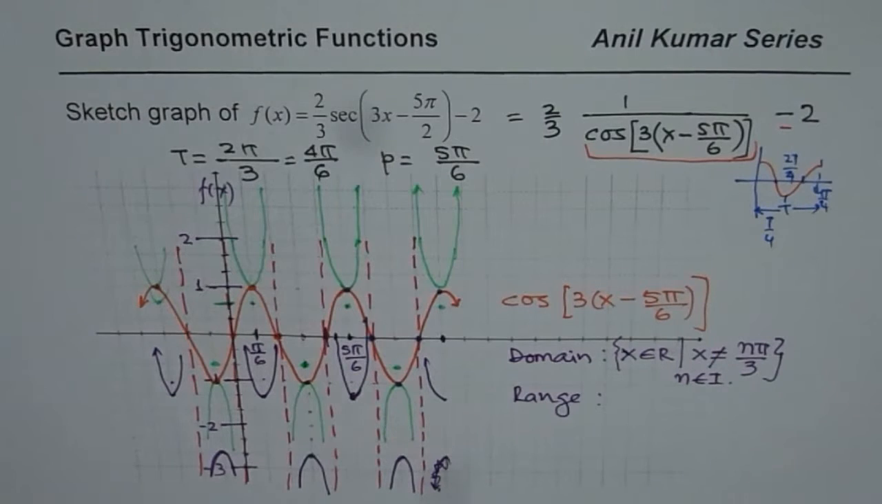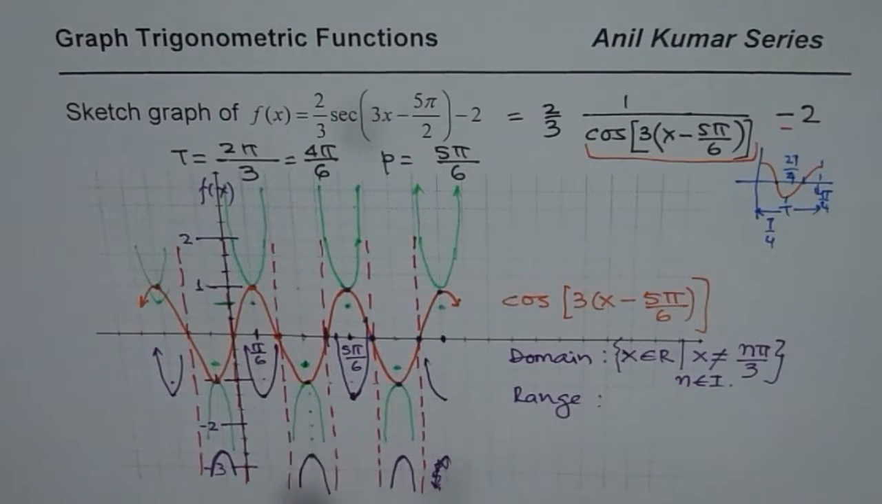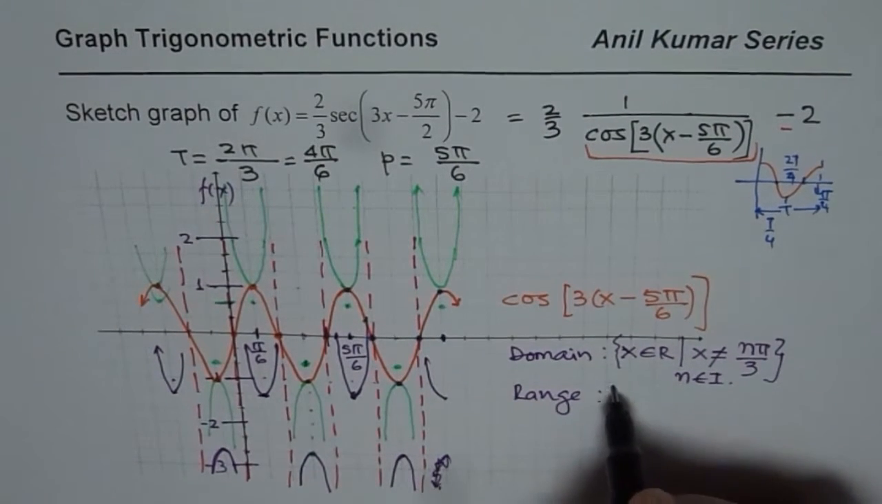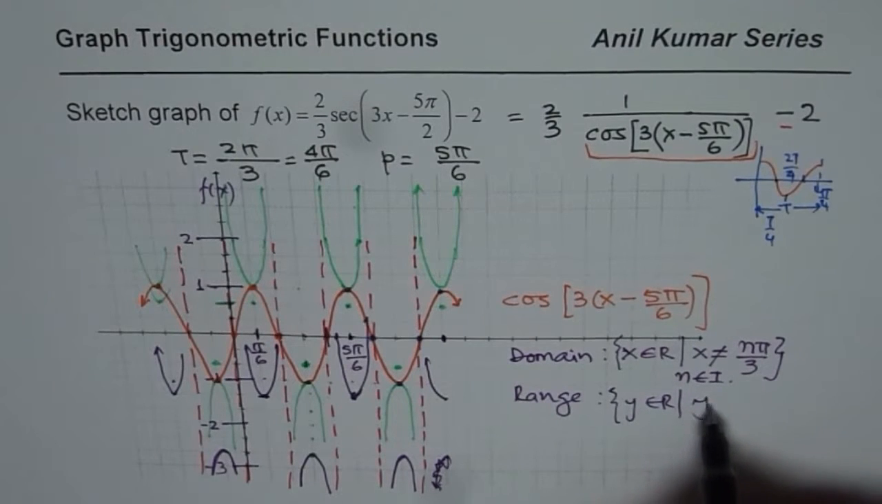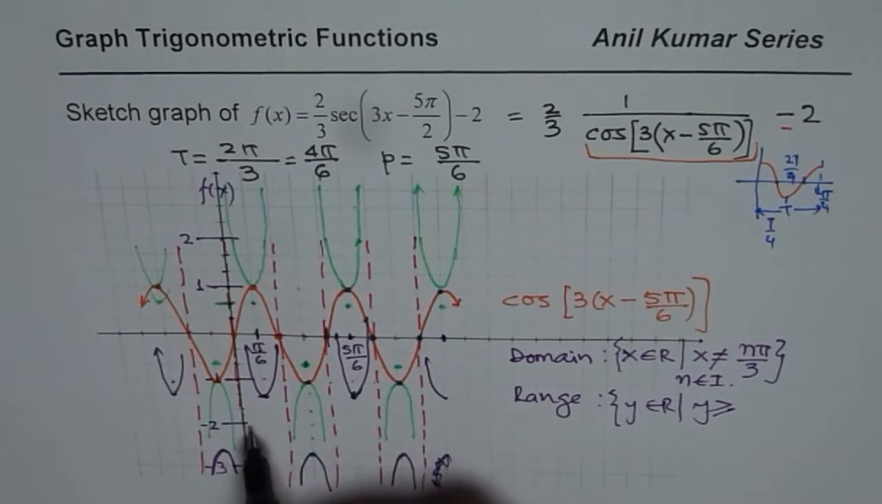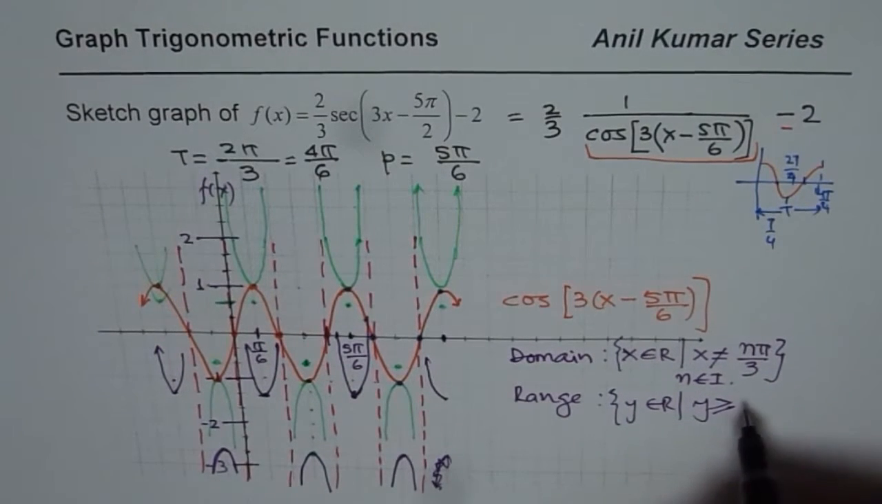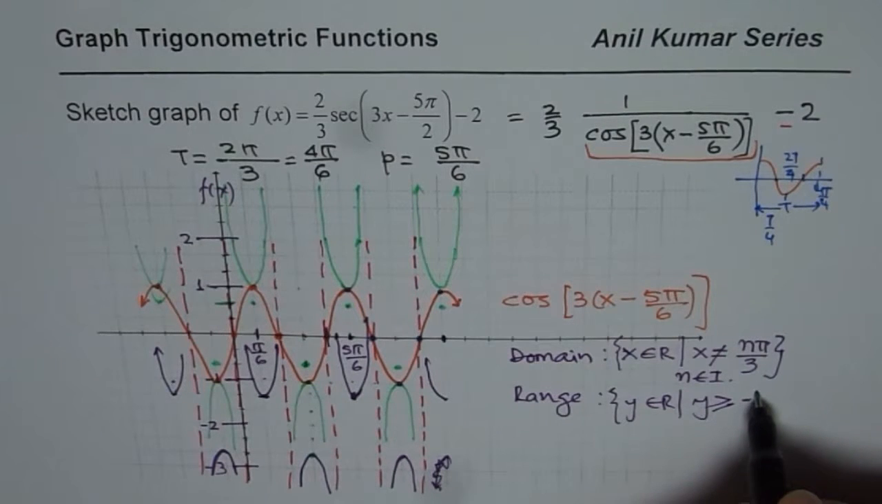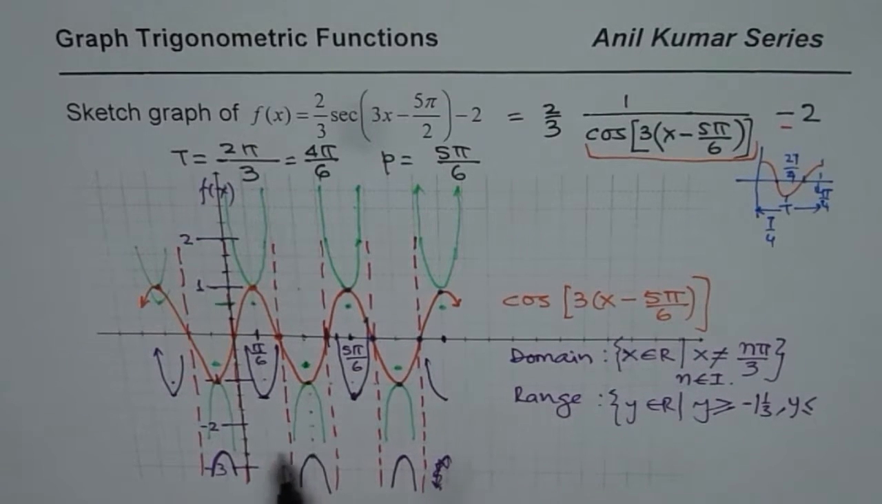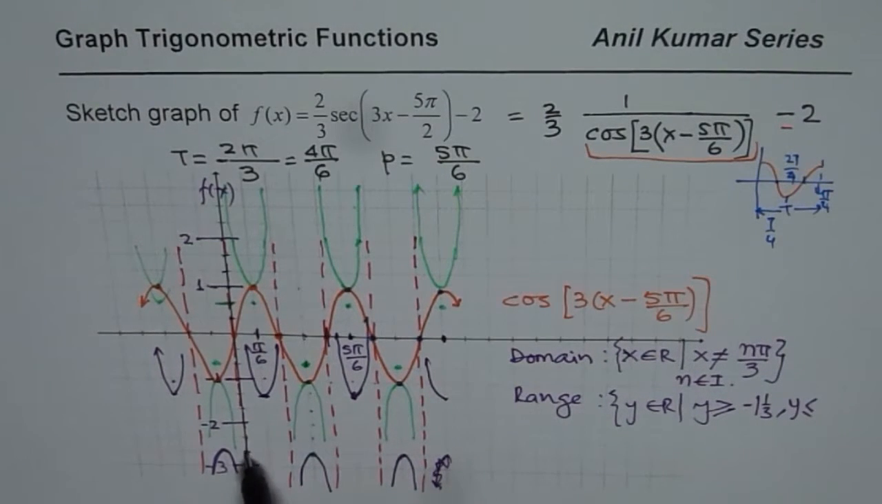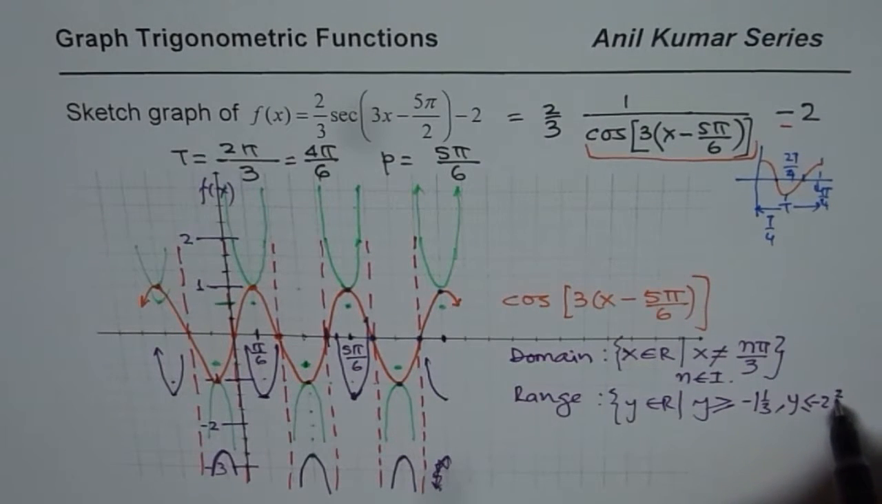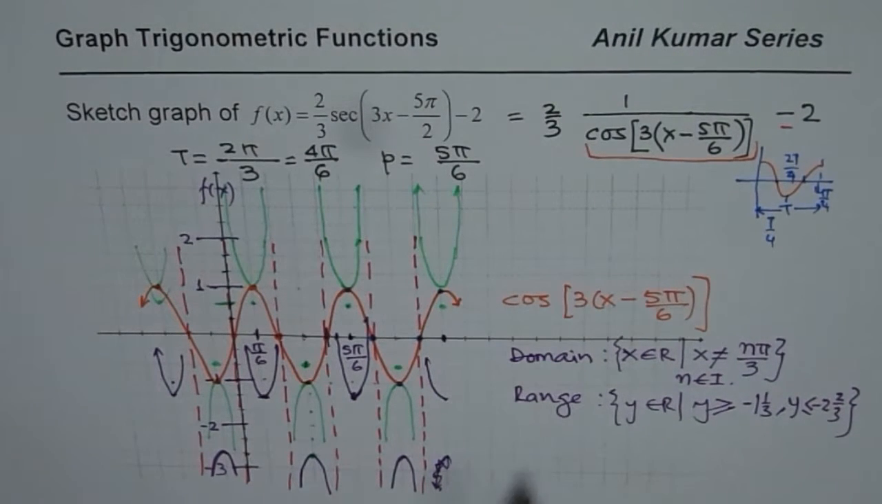I should write n belongs to integers, right? As far as the range is concerned, the values are y belongs to real numbers where y is greater than or equal to minus 1, 1 over 3, and y is less than or equal to minus 2, 2 over 3. So that is how you get the domain and range for this function. And I hope the steps are clear.